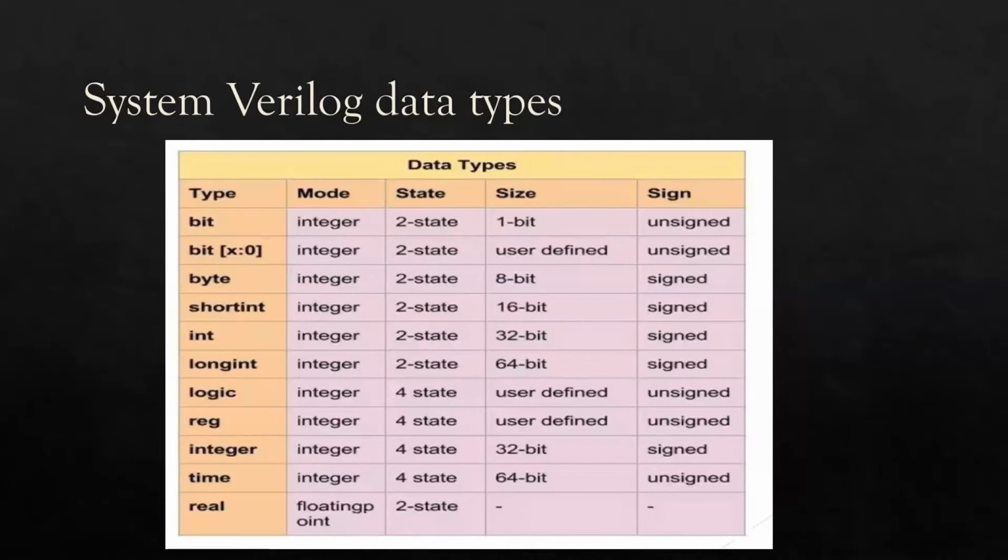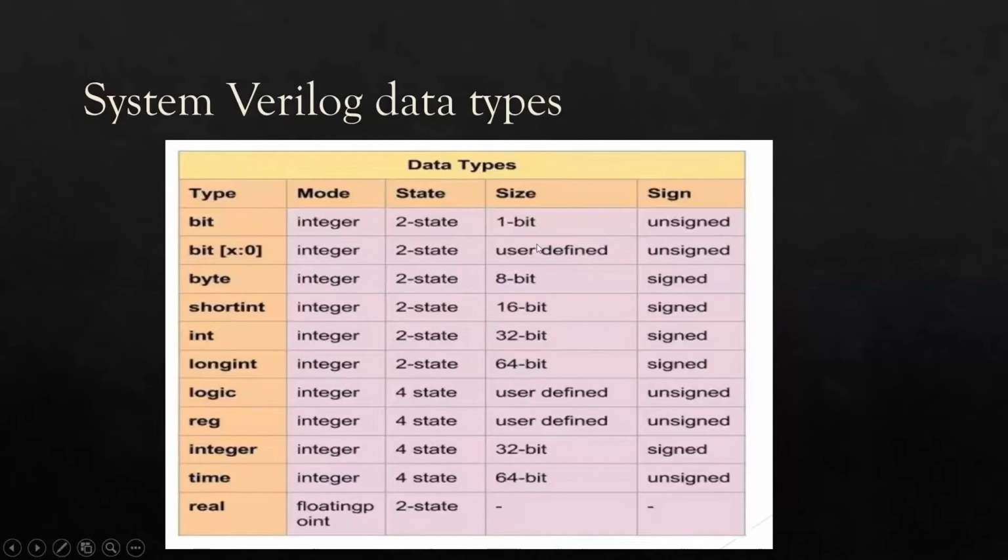When it comes to SystemVerilog, we have various data types having 2 states and 4 states. The meaning of two states is the output can be 0 or 1. Four state means it can be 0 or 1 or x or z. X is don't care, z is high impedance.